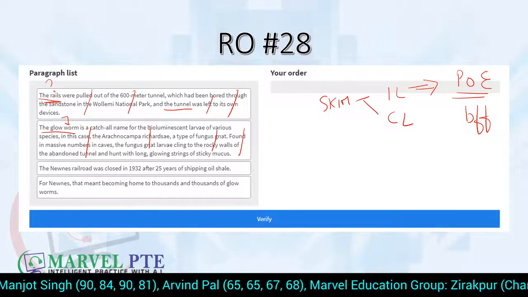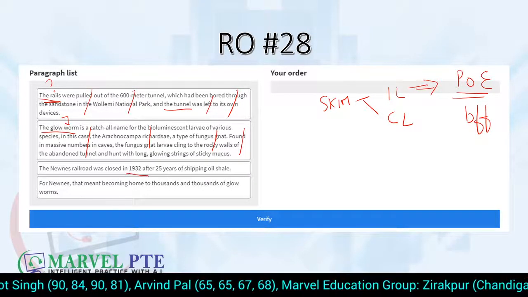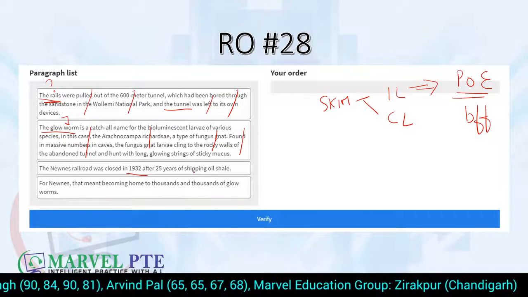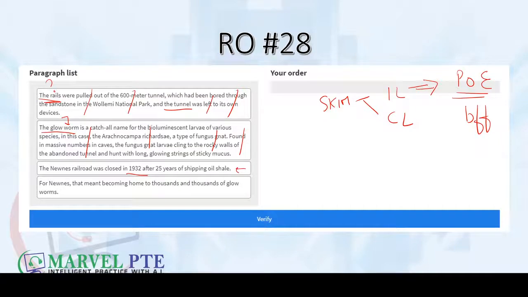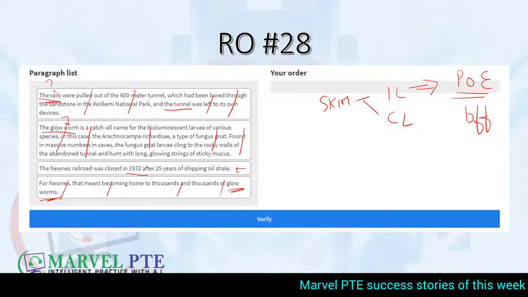"The Newness Railroad was closed in 1932 after 25 years of shipping oil shale." Okay, let's see if this is an independent line and why. We are going to see the reasons. "For Newness, that meant becoming home to thousands and thousands of glowworms." So over here, glowworm have been introduced or have been seen. So that's why we have eliminated this as an independent line.